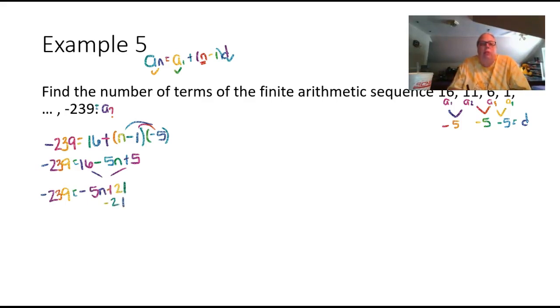And now I'll subtract the 21 over here to the other side. And we have negative 260 equal to negative 5n. And we can solve for n dividing by negative 5. And n is going to be equal to, looks like 52. So negative 239 is the 52nd term in the sequence.